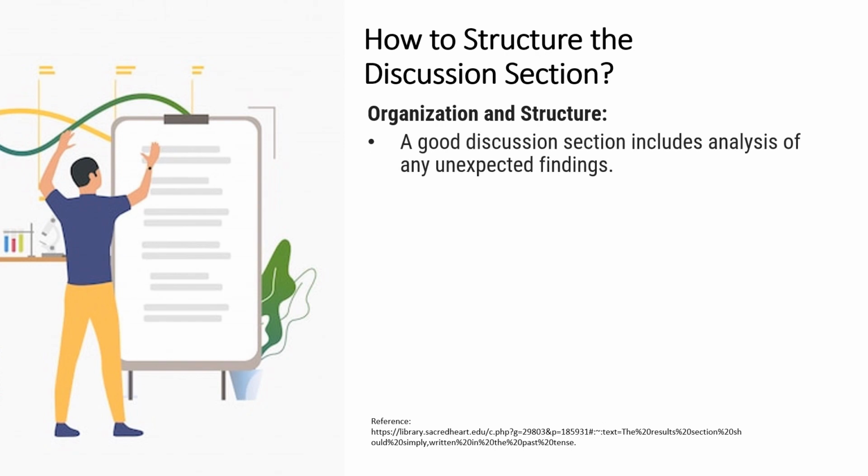A good discussion section also includes analysis of any unexpected findings, because there are unexpected findings and we cannot avoid that. So this paragraph should begin with a description of the unexpected findings, followed by a brief interpretation as to why you believe these findings appeared and, if necessary, their possible significance in relation to the overall study.